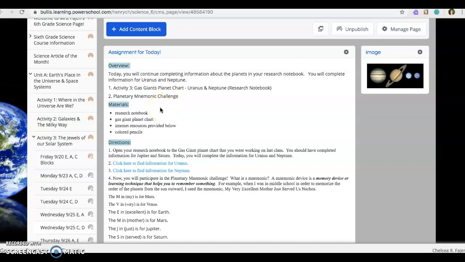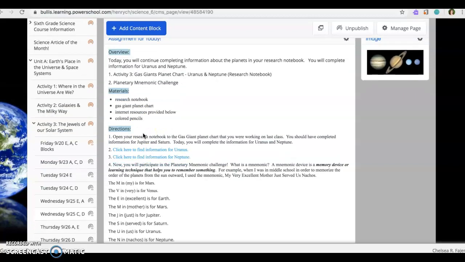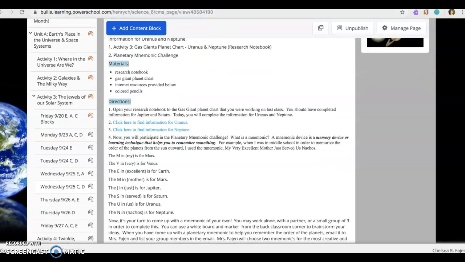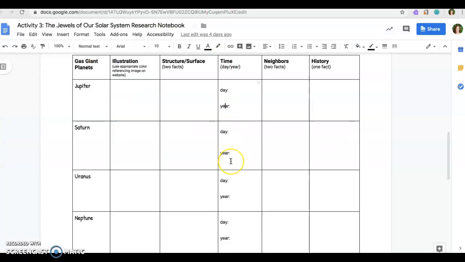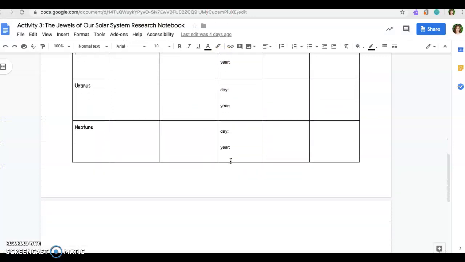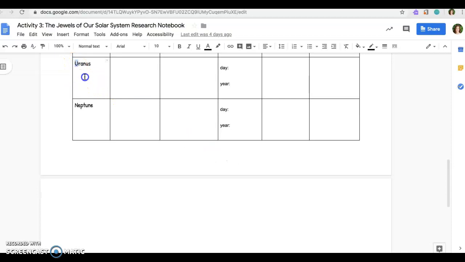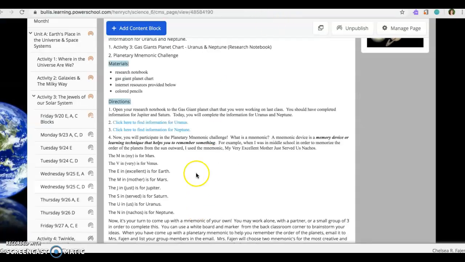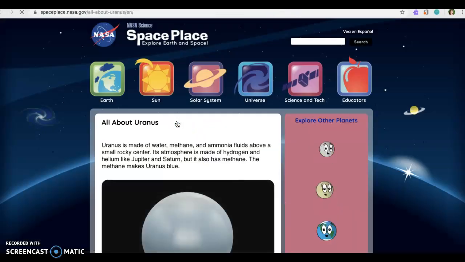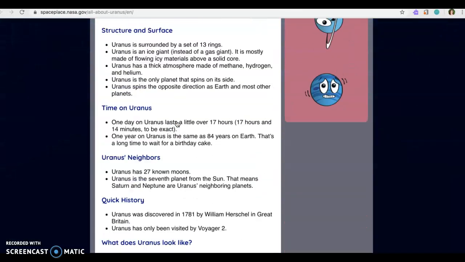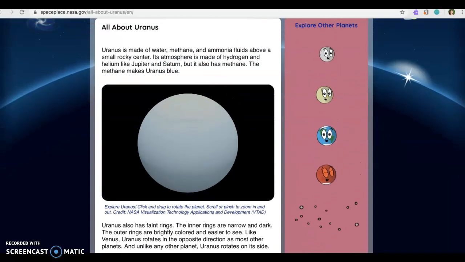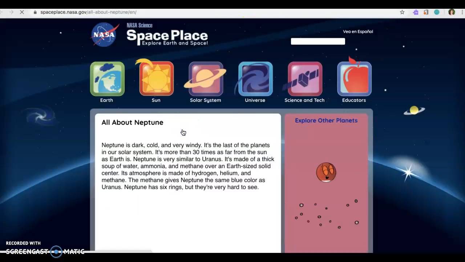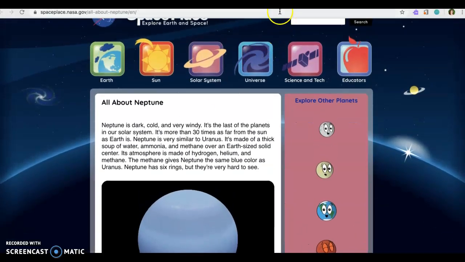So you're going to need today your research notebook, your gas giant planet chart, the internet resources below, and some colored pencils. You're going to start by reopening your research notebook and finding your chart. You should have just Uranus and Neptune to complete. And as you've been doing, you know the drill by now. You will use the website links that are available for you here to find information about Uranus. And then you will use the link here to find information about Neptune.